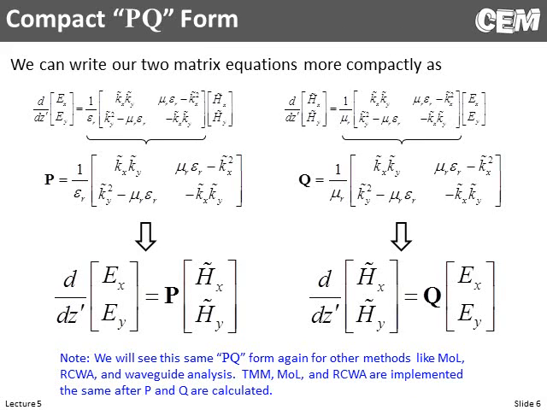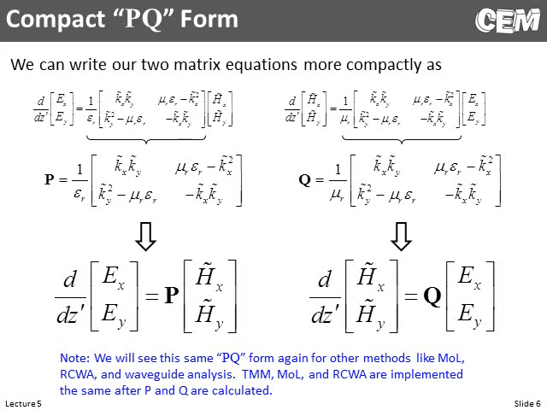Now I'm going to introduce what I call the PQ form. And this PQ form arises in a lot of different methods. This will be the first time we see it here, but we'll see it again in waveguide analysis. We'll see it again in rigorous coupled wave analysis. We'll see it again in method of lines. We won't see it again when we talk about the beam propagation method, but it is possible to formulate beam propagation method with this PQ form. Perhaps I should have done that.